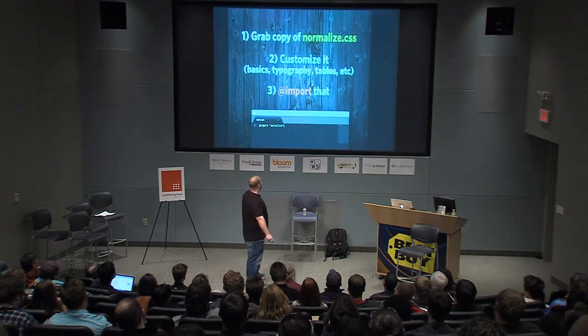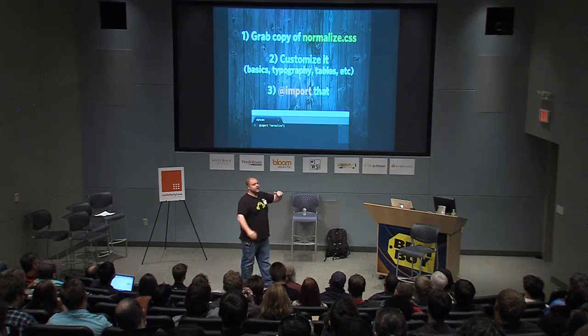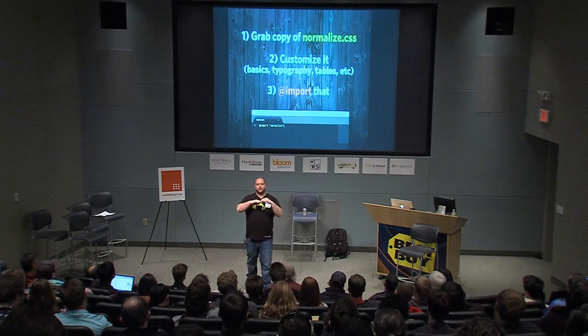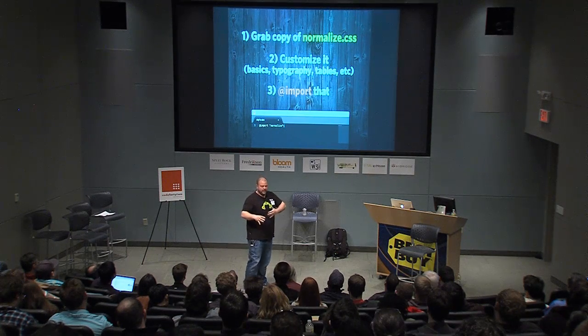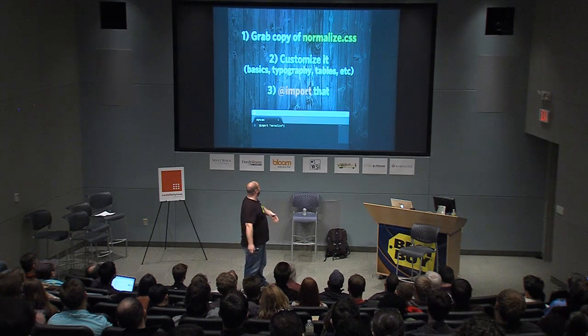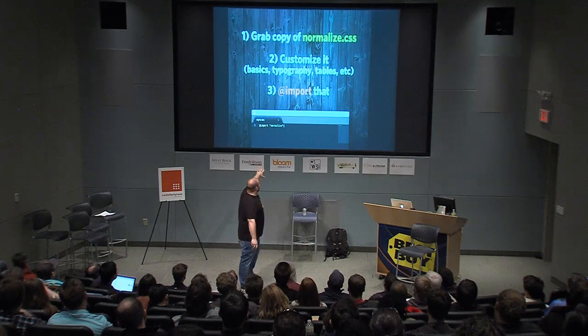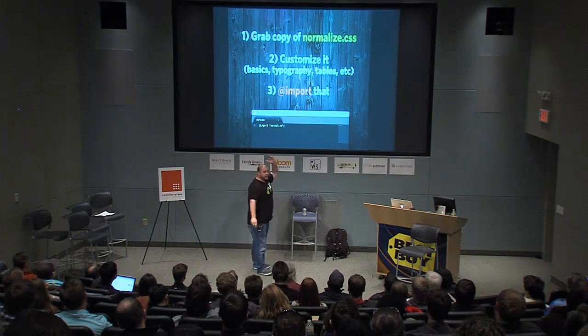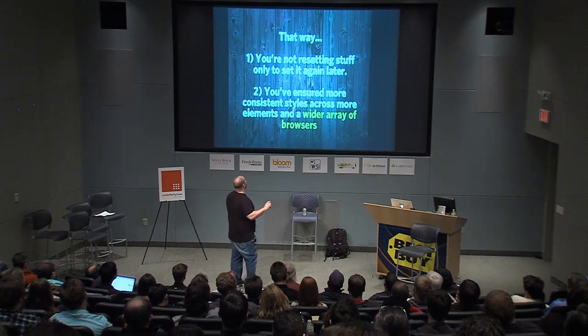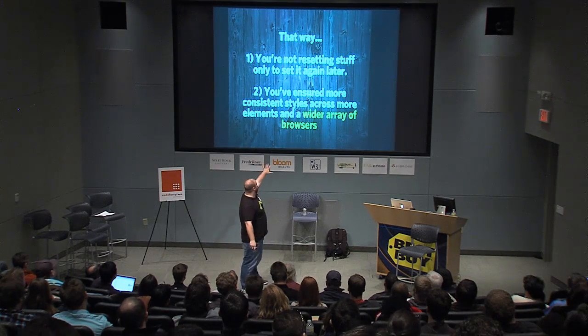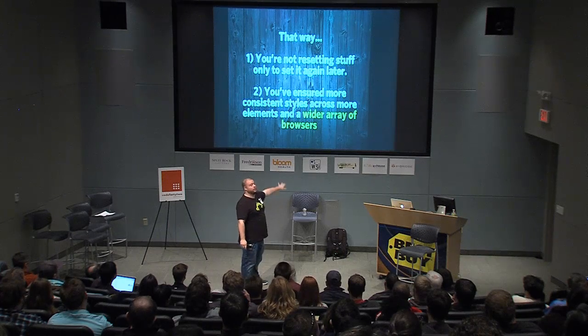So the new workflow that I think you should try is grab a copy of Normalize. Don't remove anything in Normalize, but if there's something that you don't like or that you would do differently, change the values in Normalize and get yourself a nice looking start, and then import that, and then write your stuff. So cleaner, it's better, use Normalize. Hot tip. You're not resetting stuff to do it again later, and you get more out of Normalize.